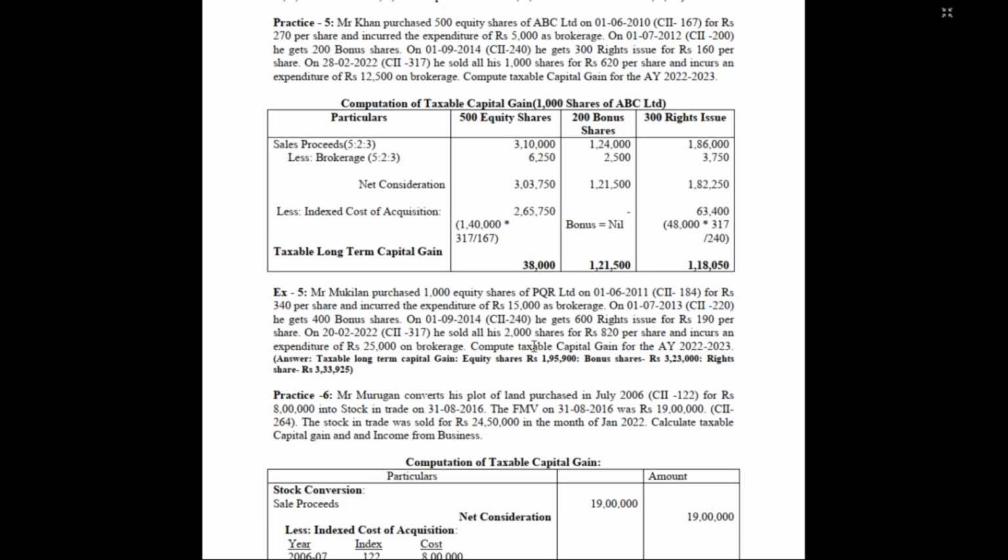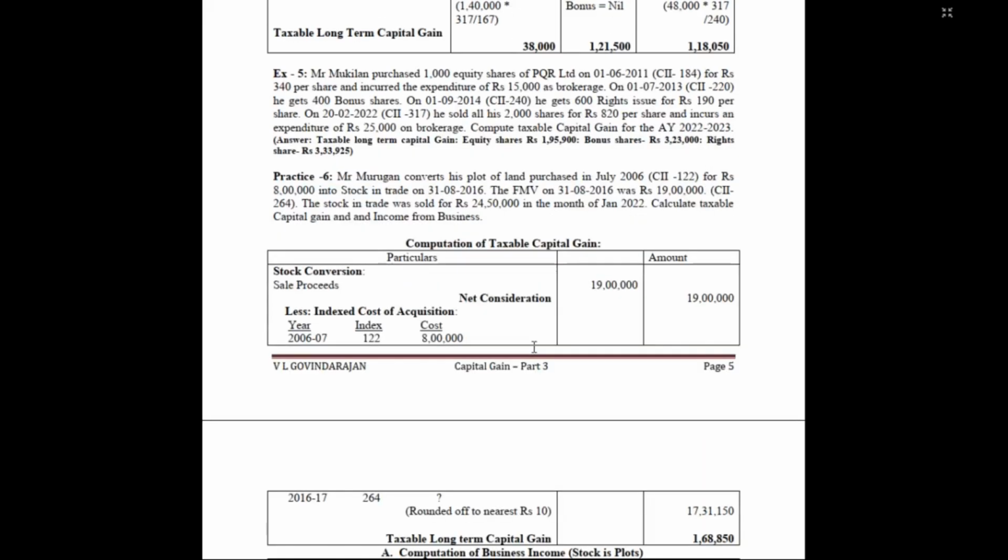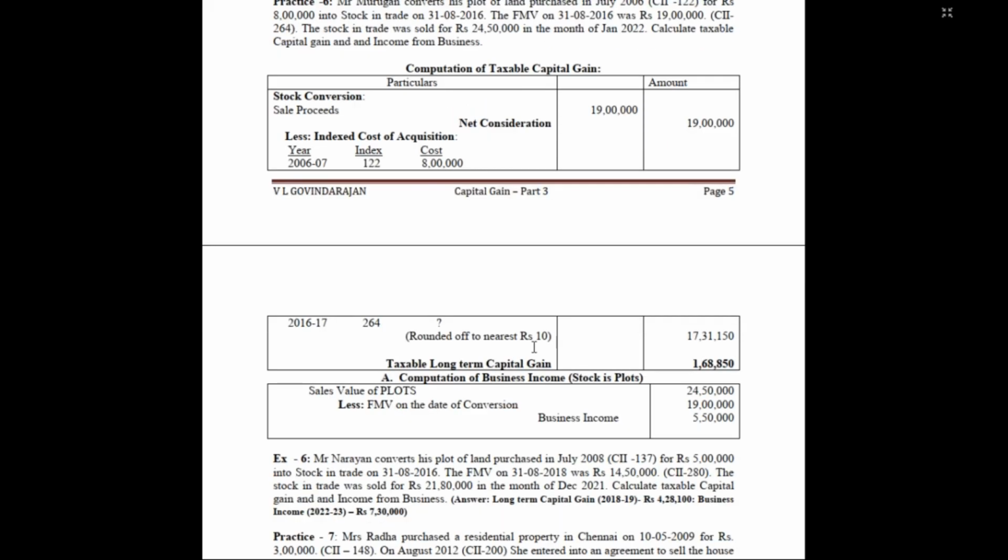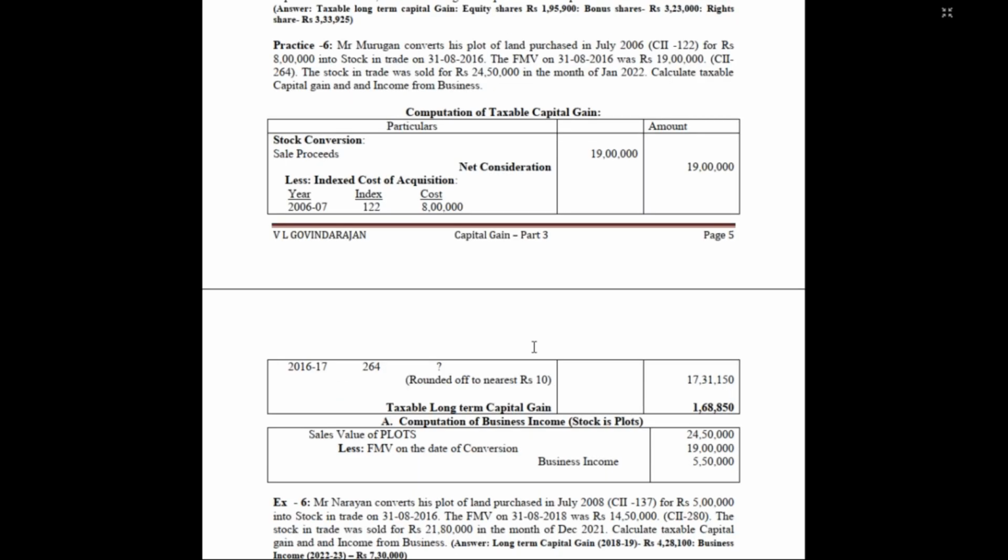Mr. Murugan converts his plot of land purchased in July 2006 for 8 lakh into stock in trade on 31st August 2016. The fair market value as on 31st August 2016 was 19 lakh. The stock in trade was sold for 24,50,000 in the month of January 22. Calculate taxable capital gain and income from business. Here it is a stock conversion.